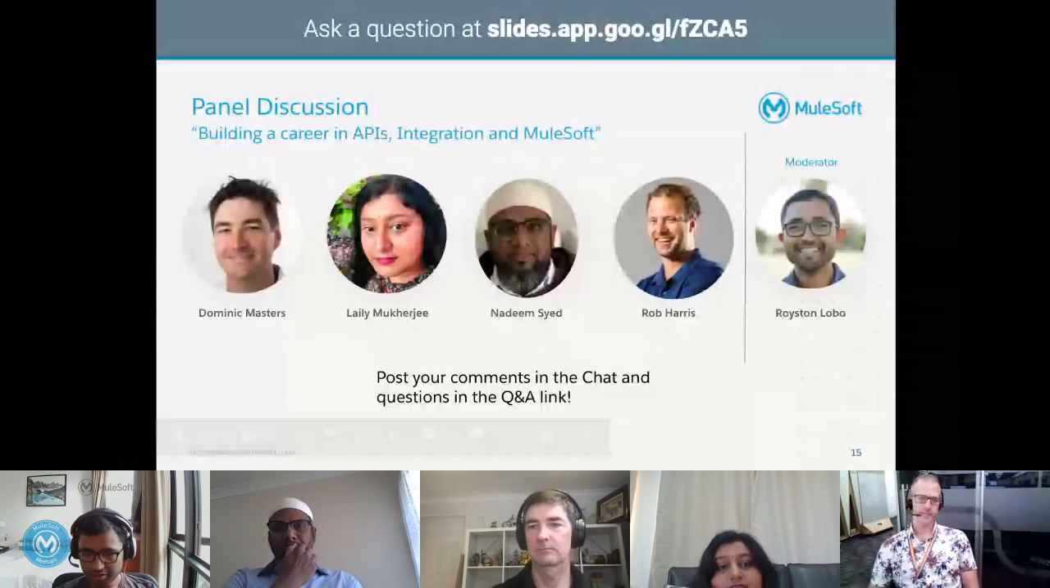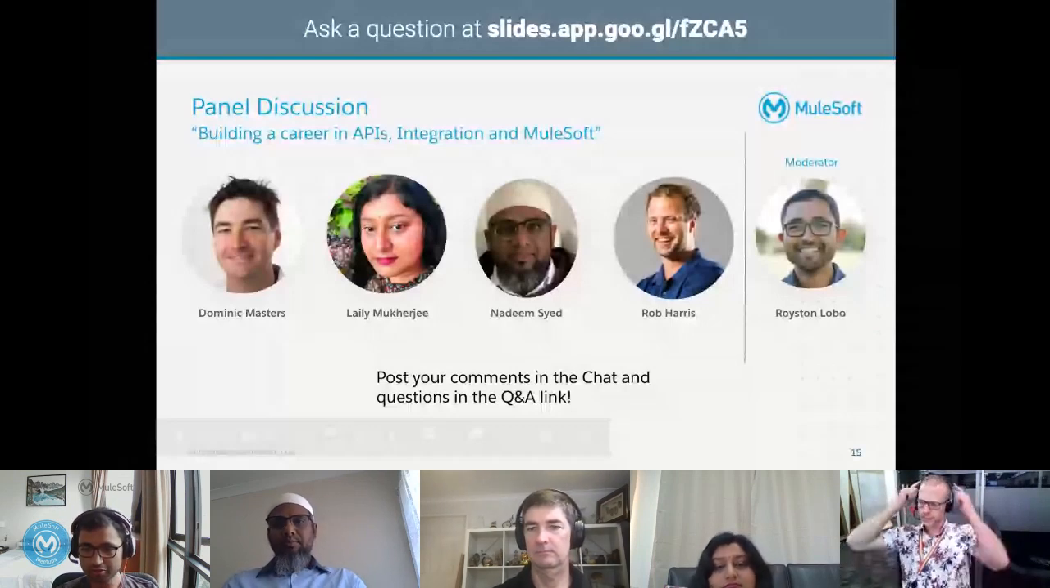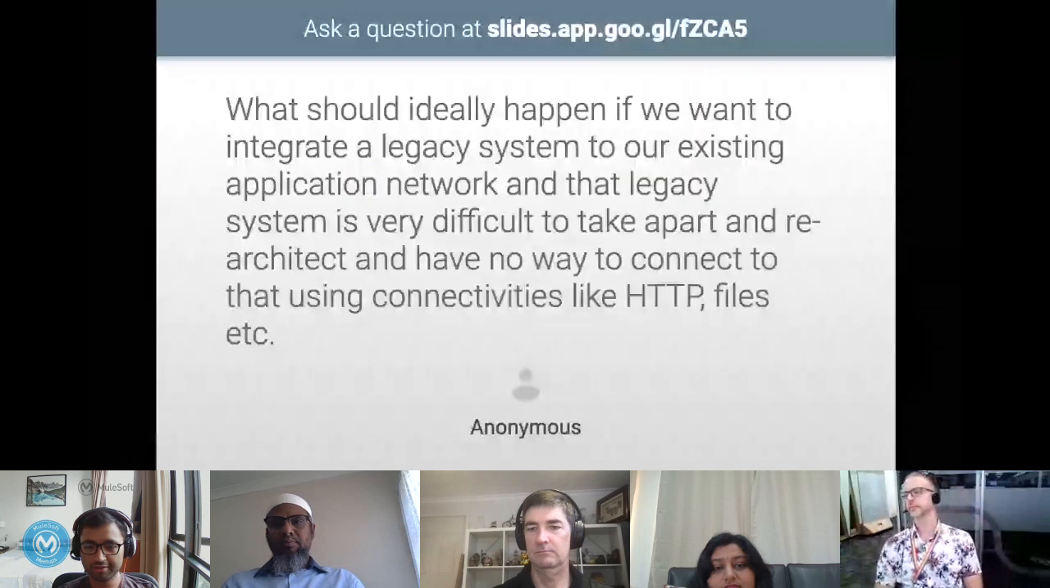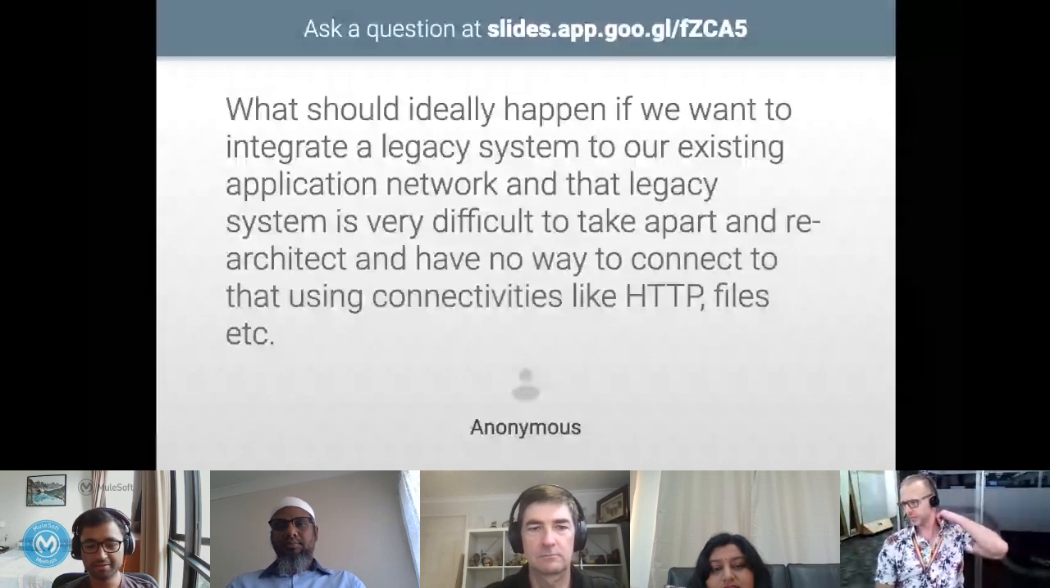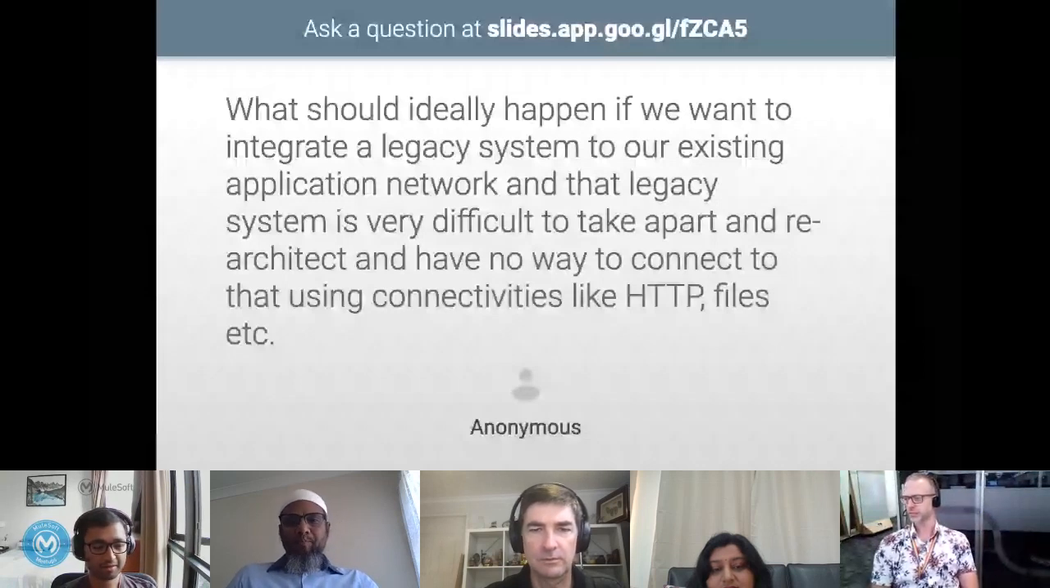So this question is, what should ideally happen if we want to integrate a legacy system to our existing application network, and that legacy system is very difficult to take apart and re-architect, and there's no way or very limited way of achieving connectivity to these legacy systems. So I guess the response could be, have you encountered such a situation, and if so, what sort of approaches do you think would work going ahead if you were to see it again? Nadeem, do you have a response to this one?